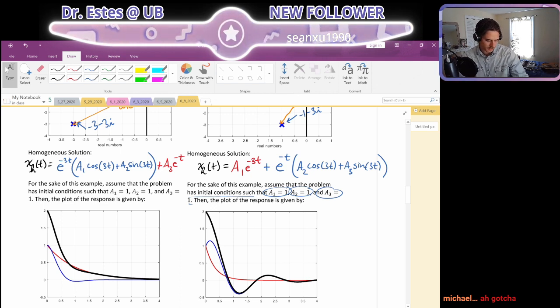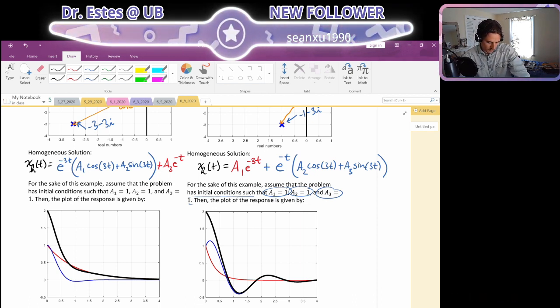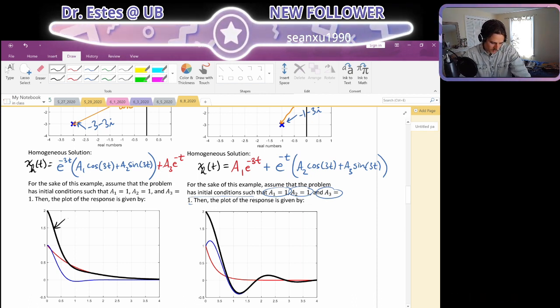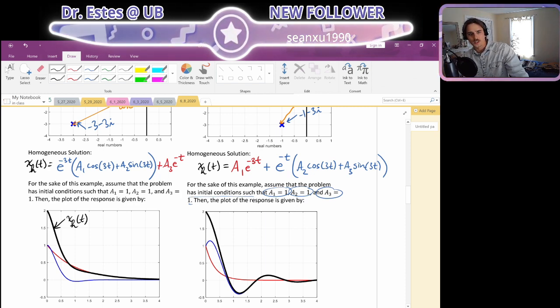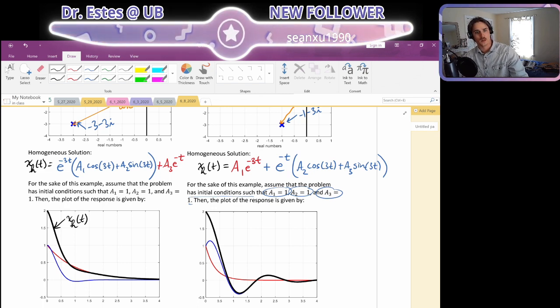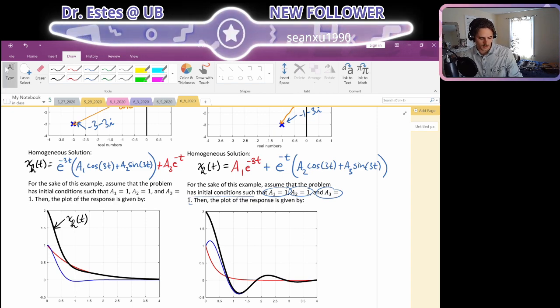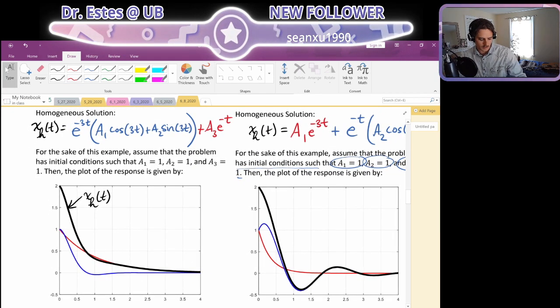And what I did is I'm plotting the homogeneous solution. So the black line is the overall homogeneous solution. And remember, it's the summation of the blue and the red parts. So the blue corresponds to the complex conjugate roots. The red corresponds to that one real root. So like I can explain this one on the left.